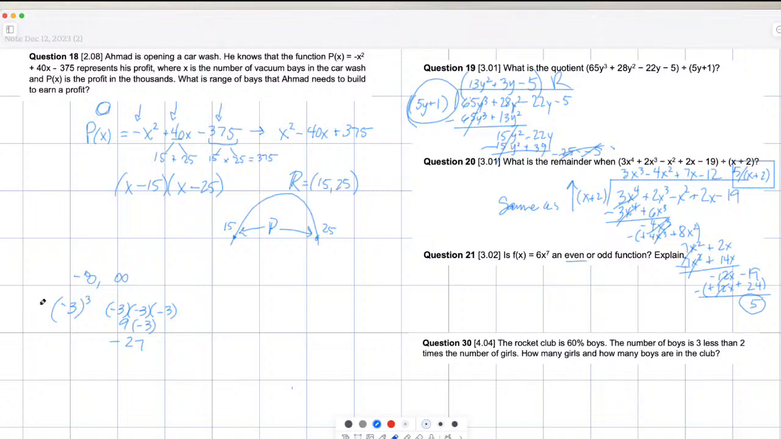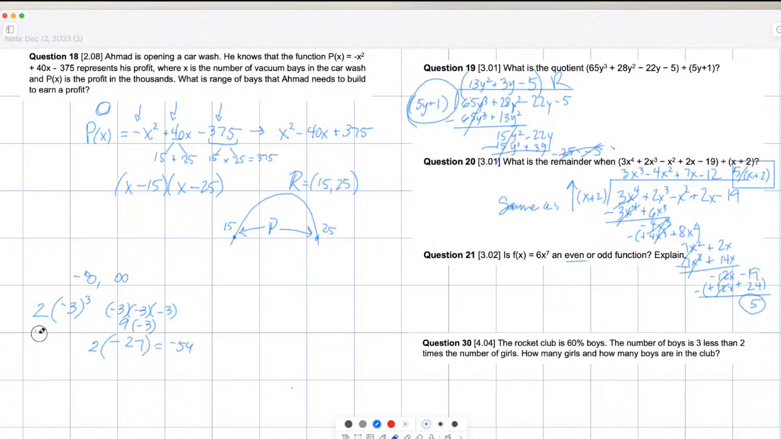Now if you multiply that by an even number, 2, 2 times negative 27 would be negative 27 times 2, which is negative 54.